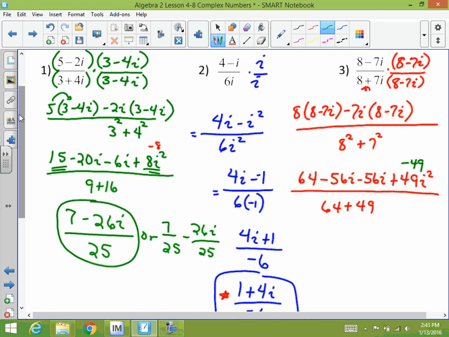Okay, so I will get 15 minus 56, and 56 is 112, 112i, all over 64 plus 49 is 113. And it doesn't simplify any further than that, so I'm done.